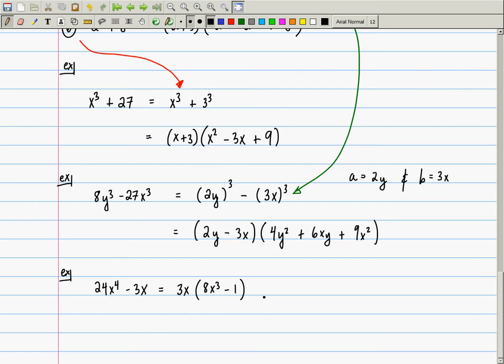So this could be written as 3x multiplied by 2x cubed minus 1 cubed, because 1 is 1 cubed. So this can be written as the difference of squares, or cubes, I mean. So then this is 3x, and then 2x minus 1, multiplied by a squared, which is 4x squared, and then plus ab, so plus 2x, and then plus b squared, so plus 1.